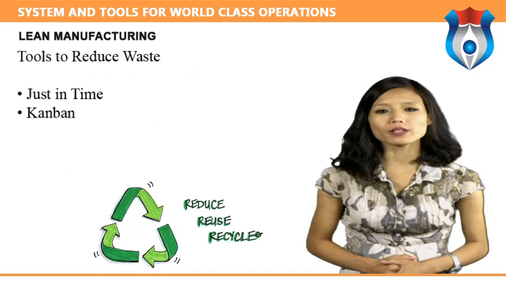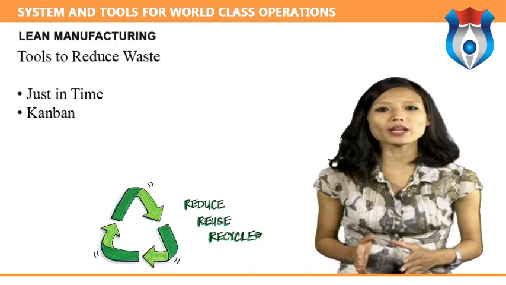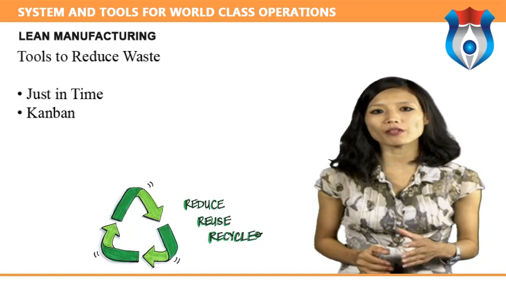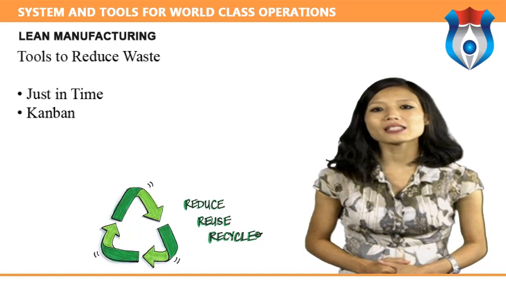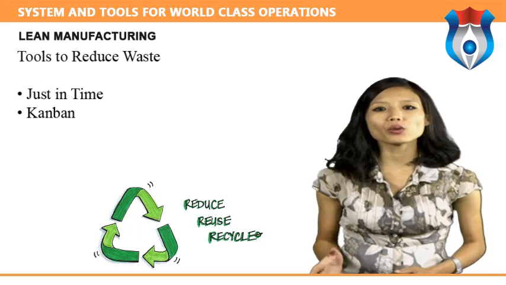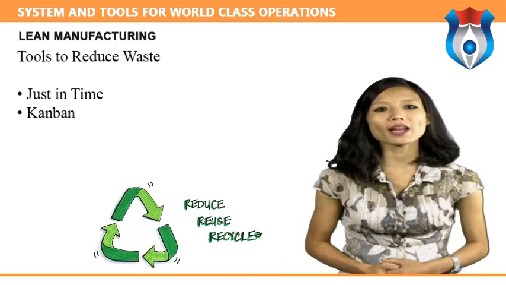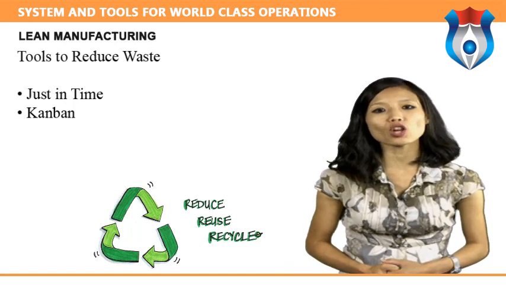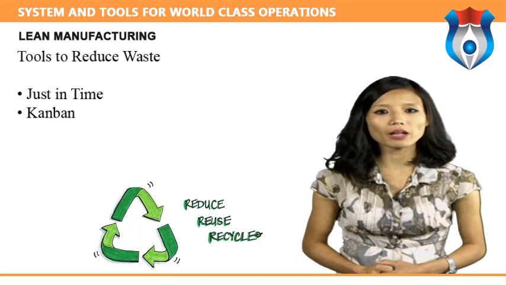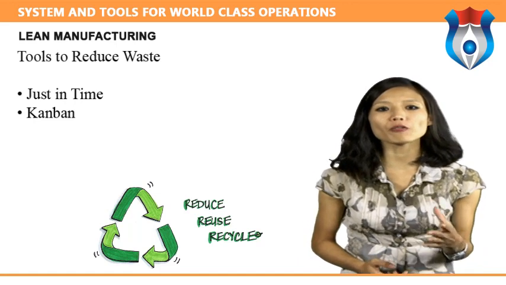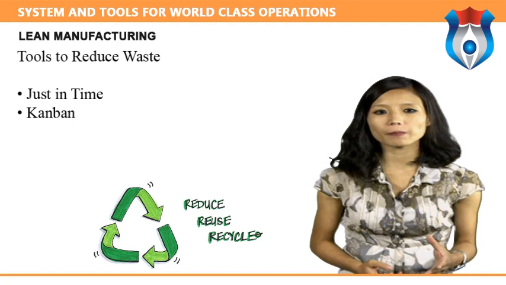Tools to reduce waste. Once we have identified waste using the three key stages above, we can then apply this next set of tools to help us reduce waste further. Just in time. This is the core idea of lean manufacturing and is based on the pull model. Kanban. This is one of the key ways to involve people in the lean manufacturing process.